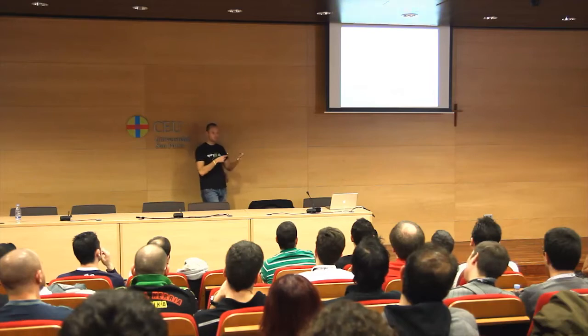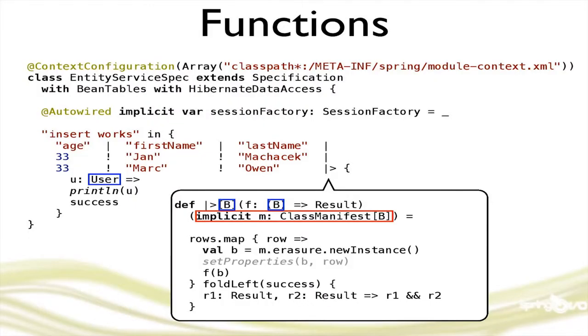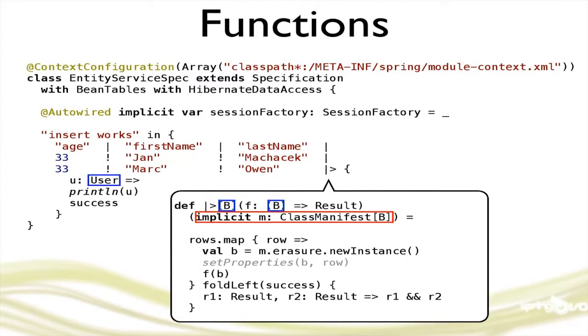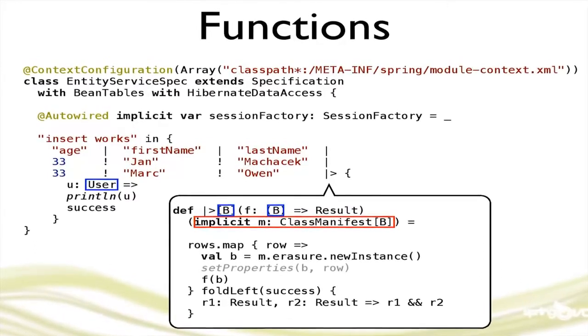And what I would like to do, being a test, is create an instance of a class represented by the row, set its properties, and then apply some function, the body of my test, that returns a result. Is it a success or is it a failure? Just out of interest, the definition of the function pipe greater than looks like this. We'll find out exactly what all these details are, but what you can see is that it's a higher order function because it expects another function as its parameter. This f goes from b, which we'll find out in a minute what it is, into a result.